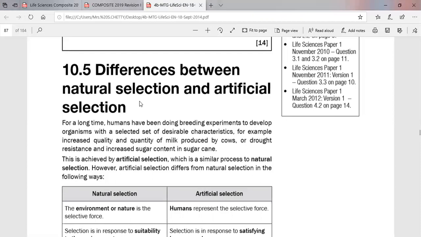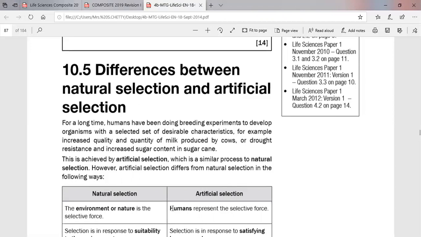So they would survive and they would pass this favorable allele to their offspring. Those that did not have these hard, strong beaks would die because they can't break open those shells and they can't get the food inside. So that is nature as a selective force. In natural selection, nature is the selective force.